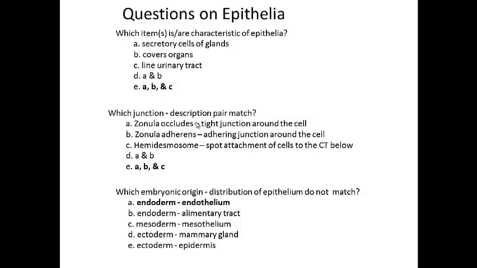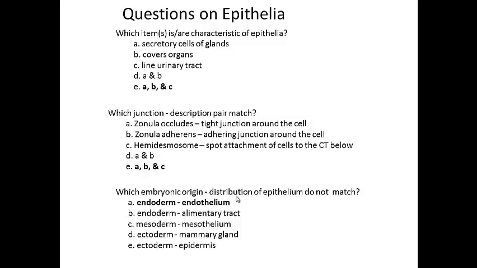Which junction description pair matches? Zonula occludens, tight junctions around the cell. Yes, it makes a belt, hence the word zonule. Occlusion, it's a tight junction, preventing things from going through. Zonula adherens, adhering junction around the cell. Yes, it's a belt of adhering junction. Hemidesmosome, a spot attachment of cells to the connective tissue below. True. It's at the bottom of the cells, and it's hemi because it's half a desmosome, and it attaches to connective tissue below. So the answer is A, B, and C, or E.